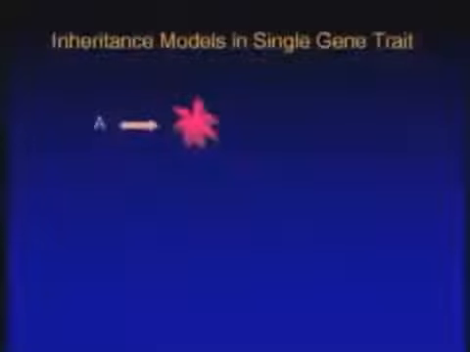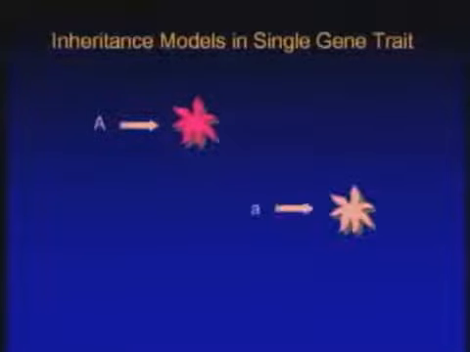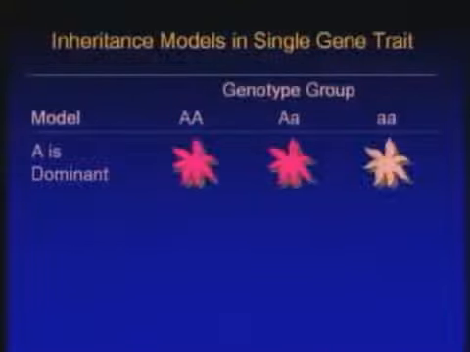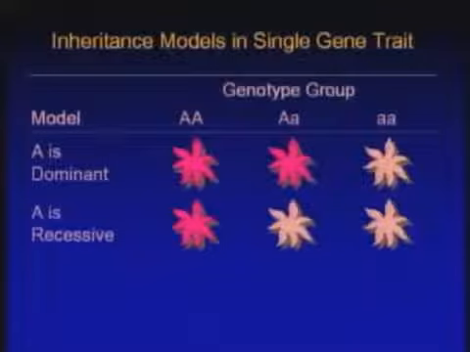So, models for single gene traits. Say you have a big A allele that gives you a pink flower and a little a allele that gives you a white flower, and you have 3 different genotype groups. If big A is dominant, anywhere that you have a big A, you're going to have a pink flower, as you see here. If A is recessive, you need to have 2 copies of big A in order to have a pink flower.